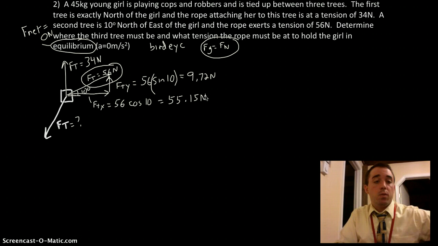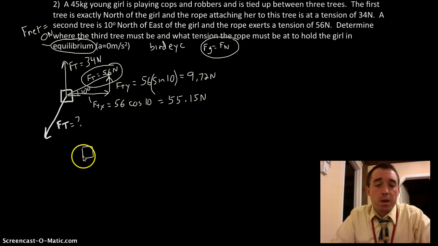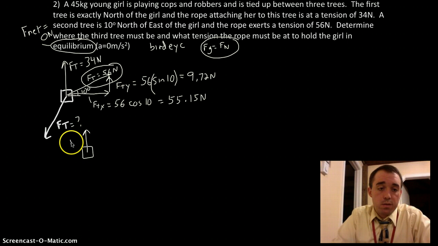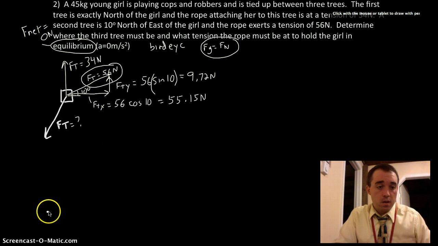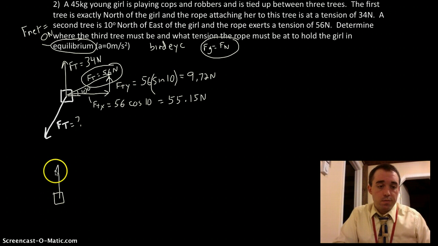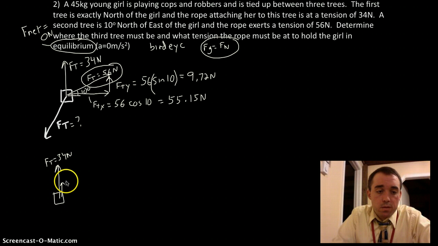Alright, so our free body diagram resets. We're holding off on this force right now because we don't know anything about it. Our free body diagram resets to a tension force. Let me draw this over here a little bit lower so we have a little more space. So our tension force, just from the first tension, is 34 newtons. From the second force, we have an additional up force, an FTY, of 9.72 newtons.